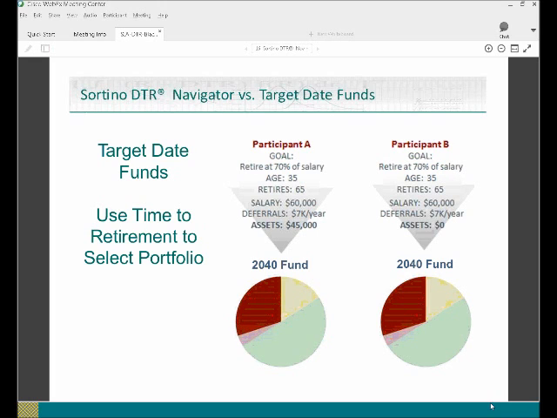Let's compare our methodology with target date funds. Here we have two participants, participant A and participant B. They both have the same goal, replacing 70% of their salary at retirement, both the same age, both want to retire at 65, they both have the same salary, and they're both deferring the same amount of money, $7,000 a year. The only difference is that participant A already has $45,000 in his portfolio. Target date funds would put them both in the same portfolio, saying they both want to retire at the same time, they both get the same portfolio.